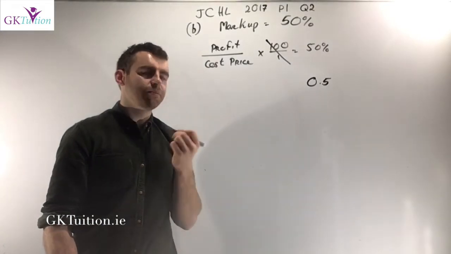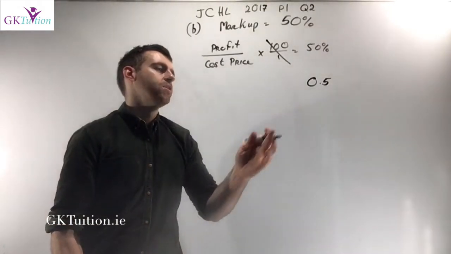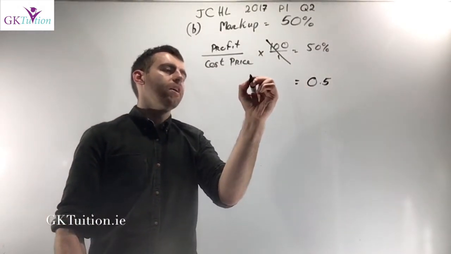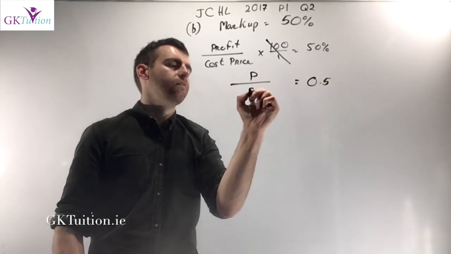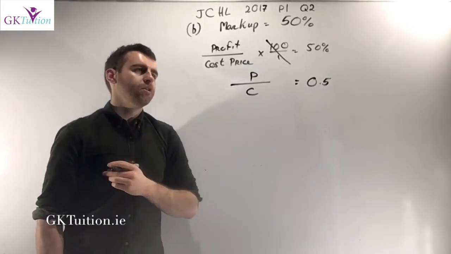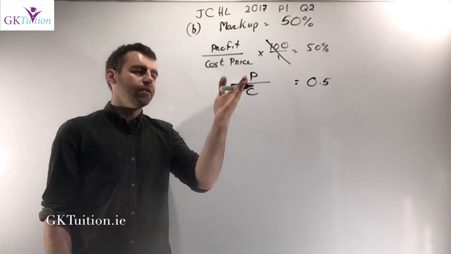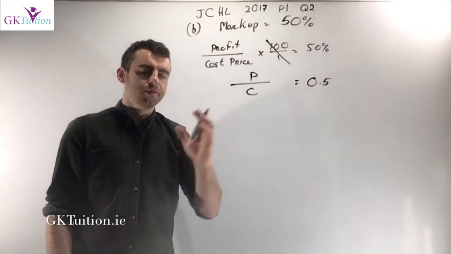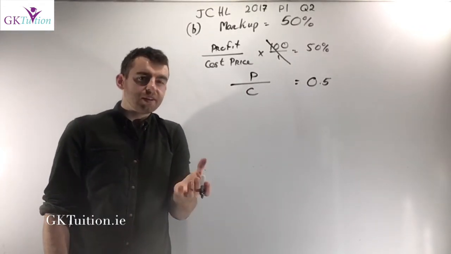Rather than having it as a percentage, I have it as a decimal. So I can say that 0.5 is just equal to the profit divided by the cost price. So for the runners, the profit divided by the cost price is 0.5. We should just view this as an equation.